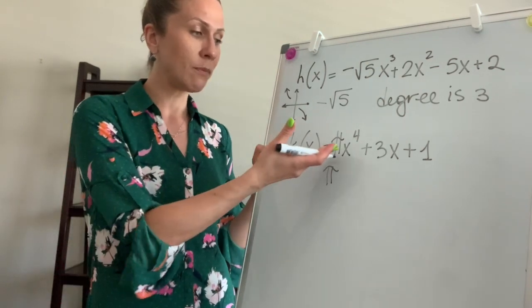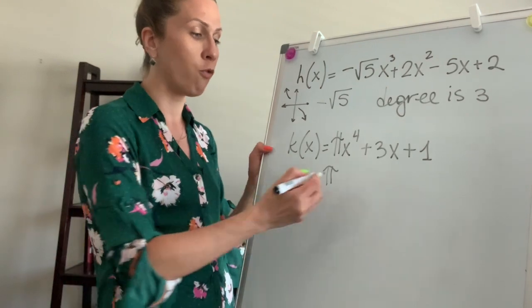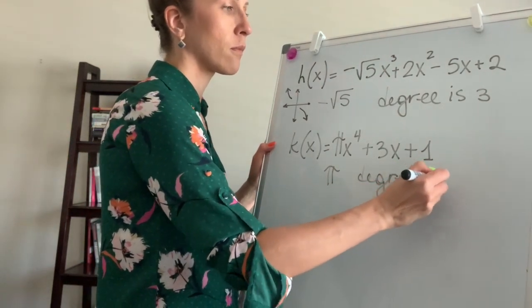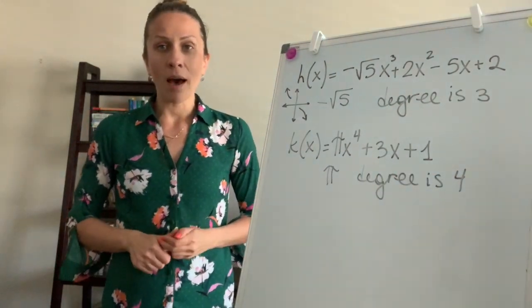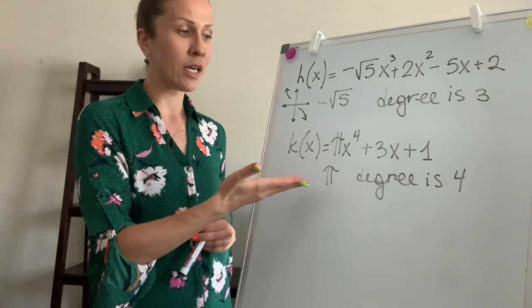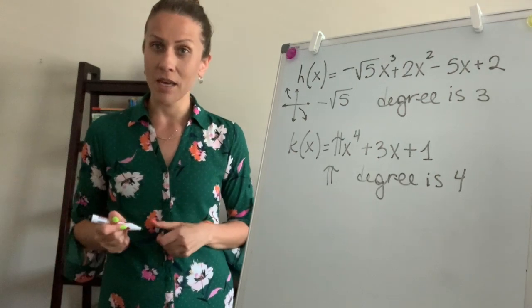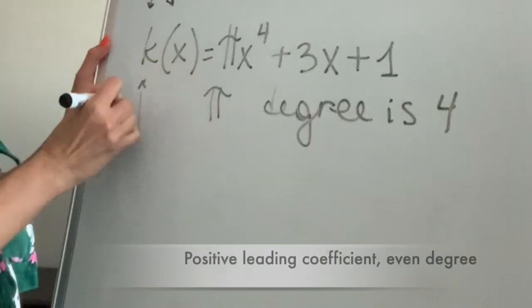What is the degree of this polynomial function? The degree of this polynomial function is 4. So looks like we have a positive leading coefficient, positive number here, and the even degree. What it tells us is the end behavior of this polynomial function will look like this.